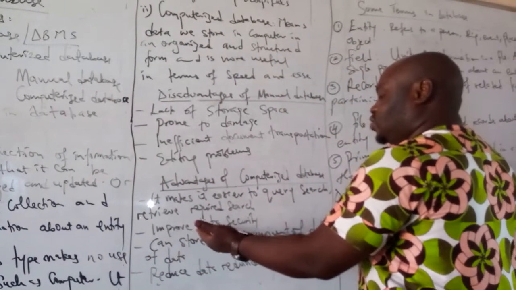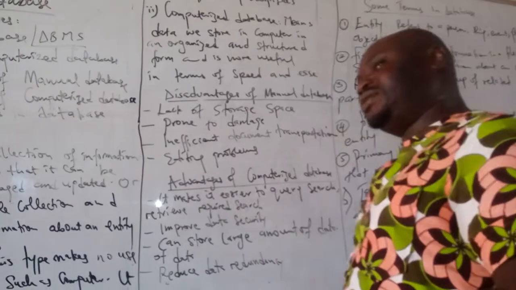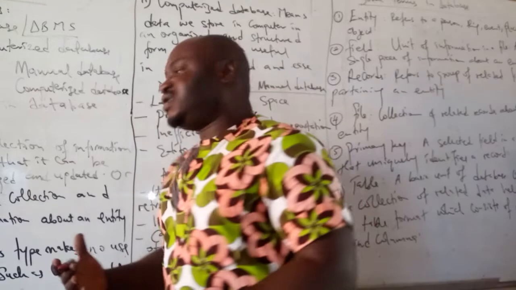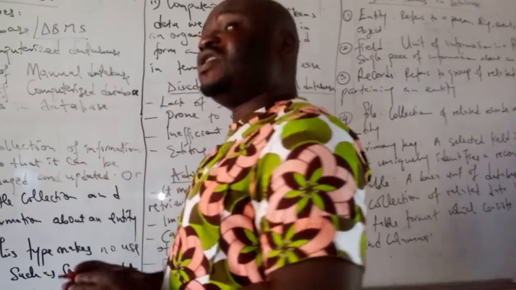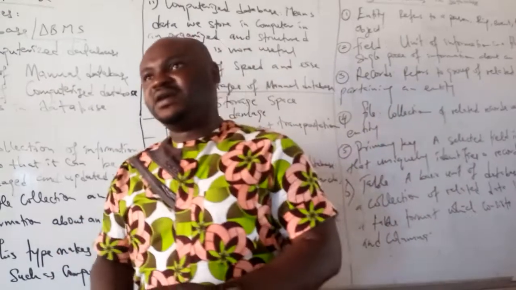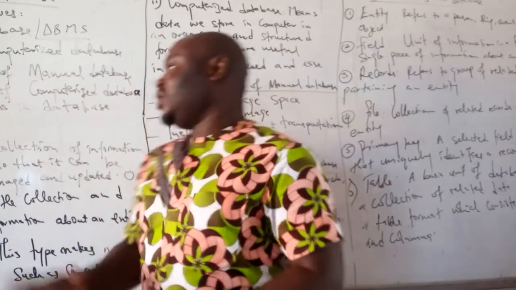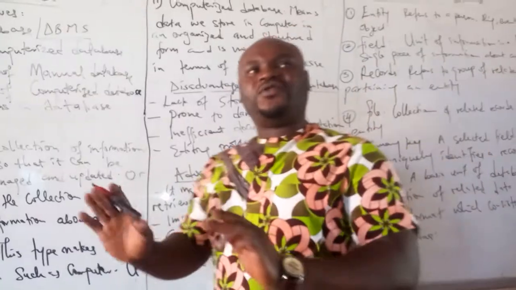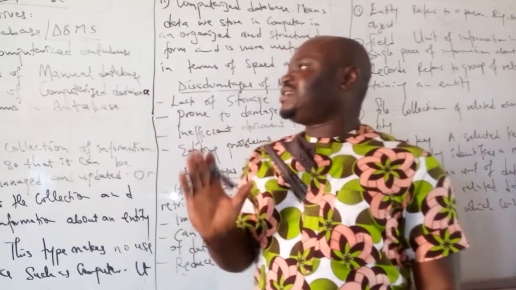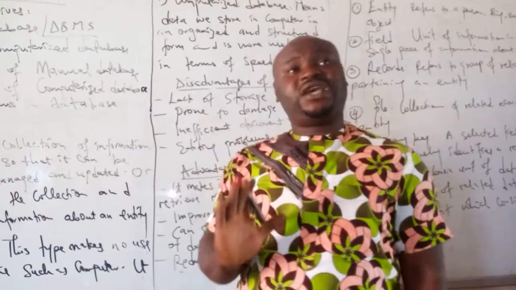This one also, it improves what? Data security. What is data security? Putting on security measures in order to prevent the database against unauthorized access, hacking and all the rest. You know that database, all the information there should be kept what? Confidential, because it is confidential information.